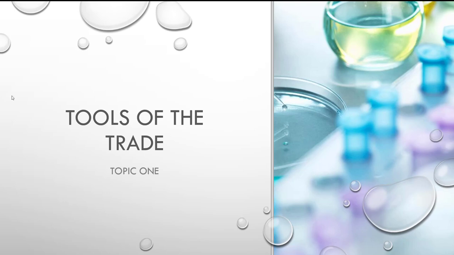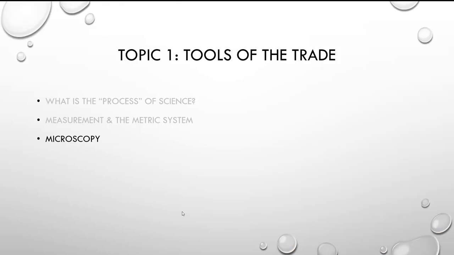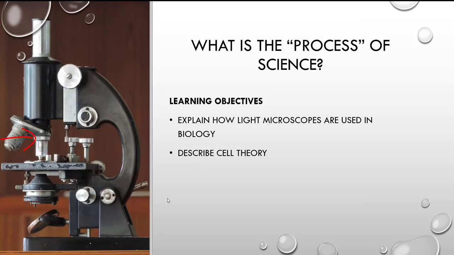Welcome back, everyone. So we're going to finish off our Tools of the Trade Topic 1. So we've completed most of Topic 1 already. So we're going to finish off with microscopy. So in this final part, we're going to learn about light microscopes and how they're used in the field of biology, as well as describe cell theory.